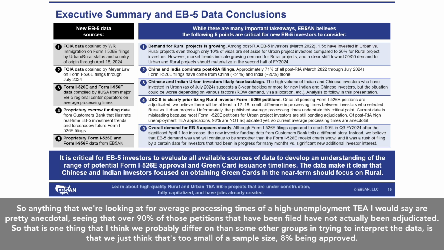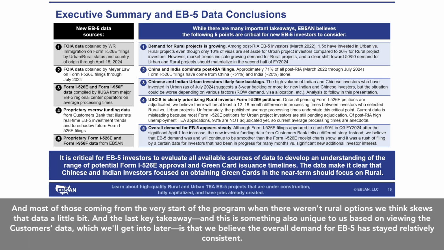So that is one thing that I think we probably differ on from some other groups in trying to interpret the data, is that we just think that's too small of a sample size, 8% being approved, and most of those coming from the very first start of the program when there weren't rural options, we think skews that data a little bit.